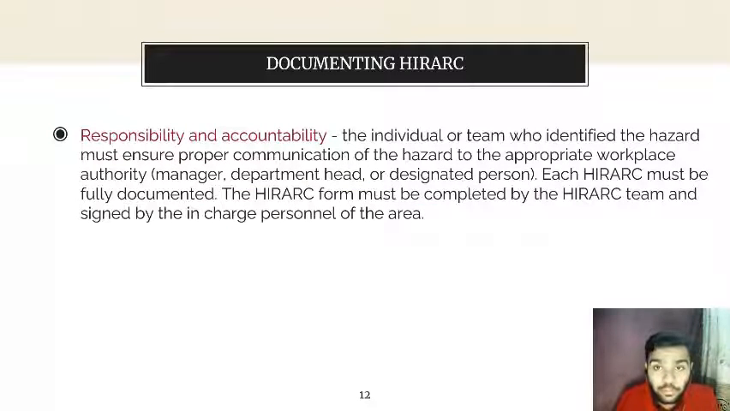Moving on to the documentation of HIRARC. Responsibility and accountability: the individual or team who identify the hazard must ensure proper communication of the hazard to the appropriate workplace authority such as a manager, department head, or designated person. Each HIRARC must be fully documented. The HIRARC form must be completed by the HIRARC team and signed by the person in charge of the area.